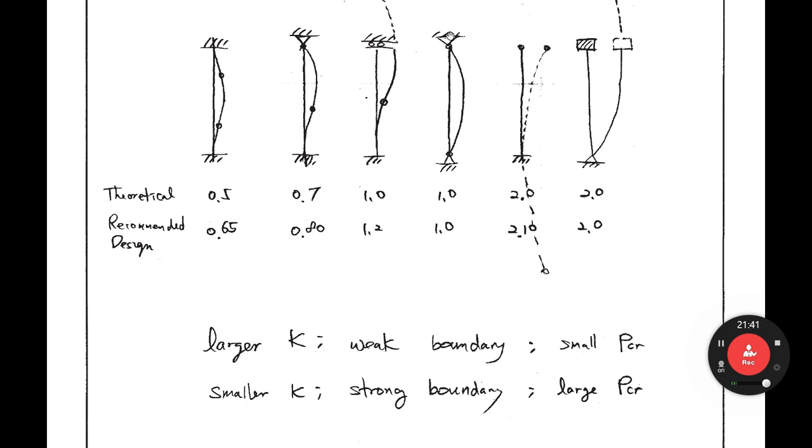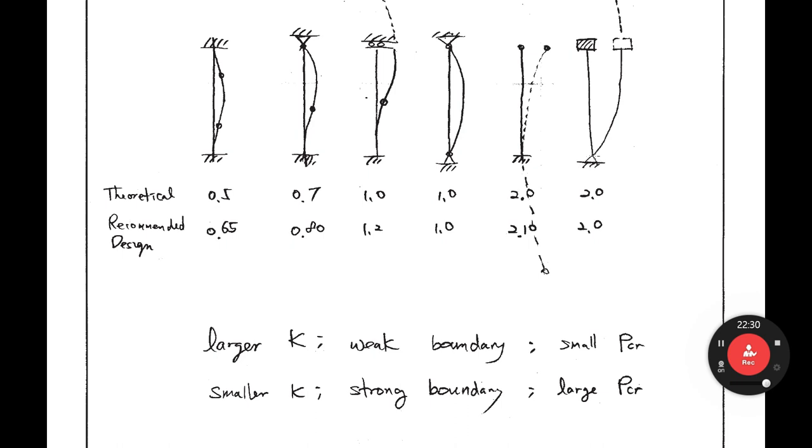How about this hinge case? Contrary, an ideal hinge is very difficult to make in the real world. There is some friction. That means the K factor must be smaller than 1.0. But for safety, we use 1.0. This one also, this fixed end is very difficult to make. So a larger K value is used.